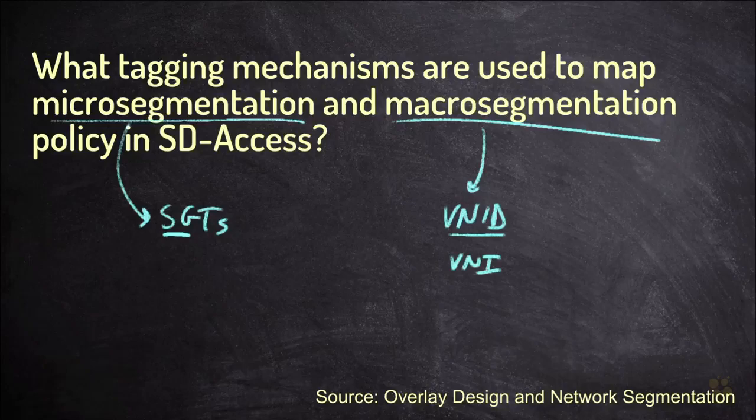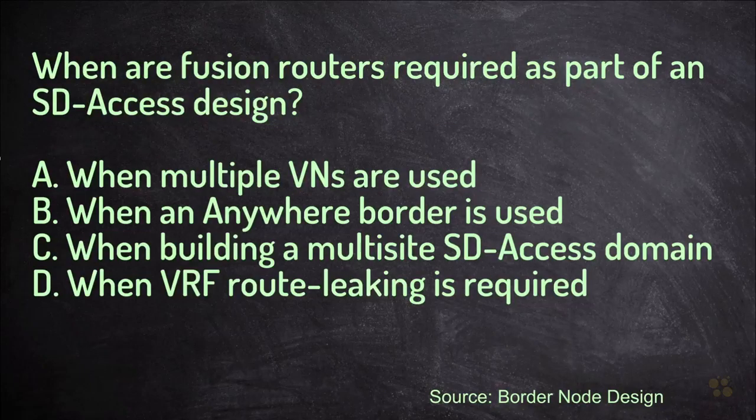Next up, when are fusion routers required as part of an SD Access design? When we have a fabric, we're going to have border nodes that connect the fabric to the rest of the network. And depending on our design, we might need a fusion router sitting upstream of the border nodes. And this situation is going to arise when we have multiple virtual networks on the fabric, and specifically when we need to leak routes among the virtual networks.